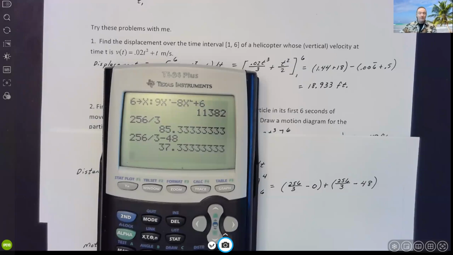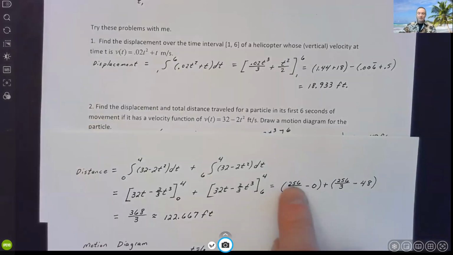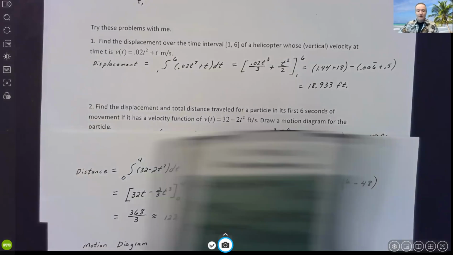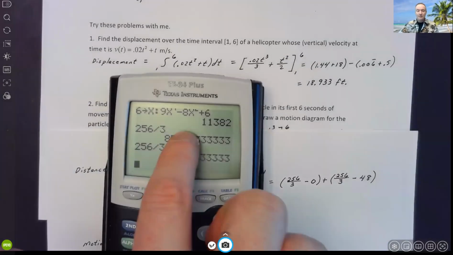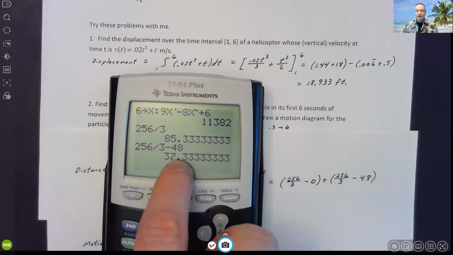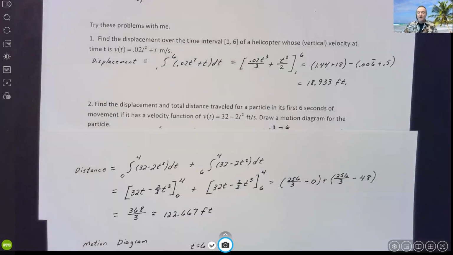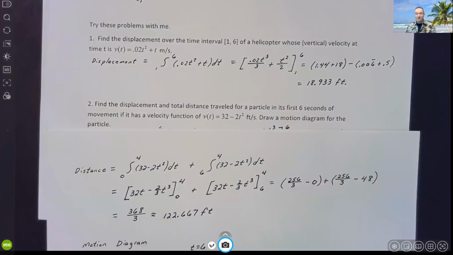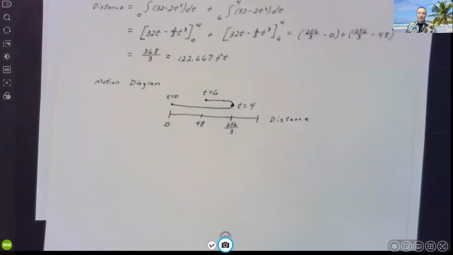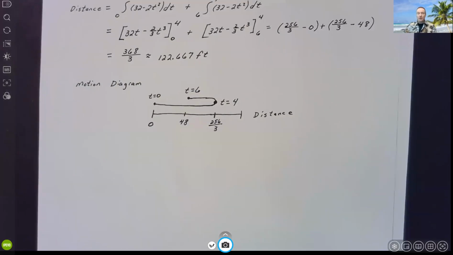But now, because I have the absolute value of my velocity function and I'm getting only positive values from this, it is going to treat both of these distances as a positive value. So I can say my total answer here, 256 over 3 times 2 minus 48, is giving me 368 over 3. I could have gotten that same answer by just adding these two values, the distance to the right plus the distance to the left, and you would get your total distance traveled of 122.667 feet.